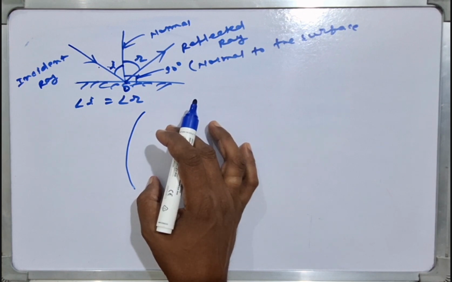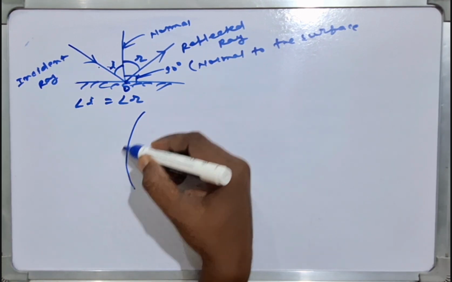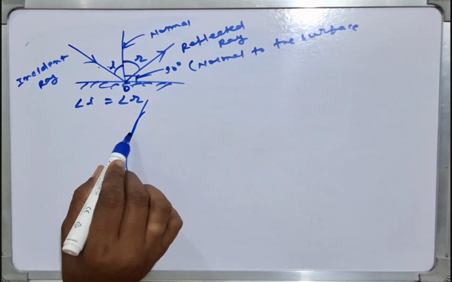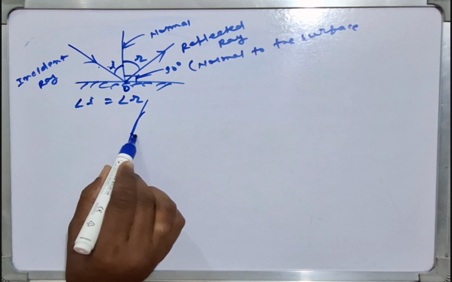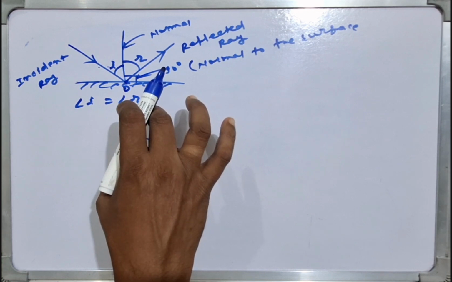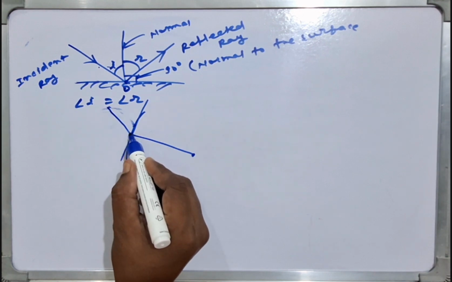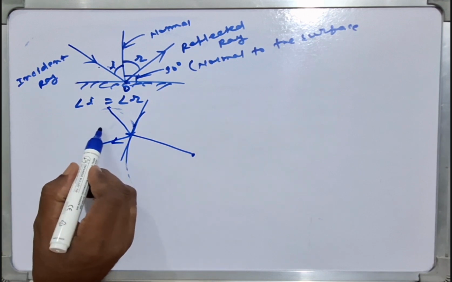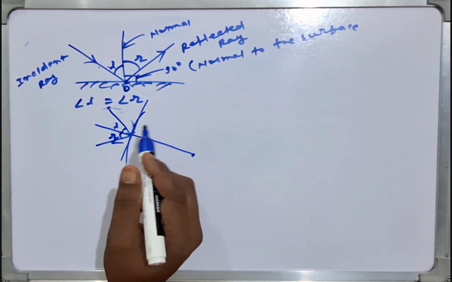Also, do you know what happens when a ray of light strikes a curved surface? Every time you draw a tangent at a point and then make a normal at this point, it must pass through the center of curvature of this partial curved surface. Suppose light strikes like this and is reflected back; this angle I and this angle R must be the same.